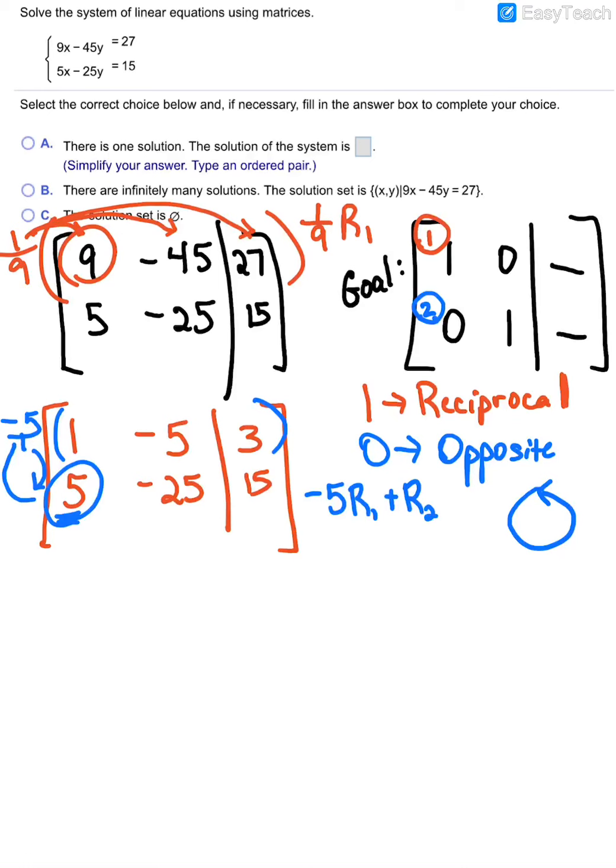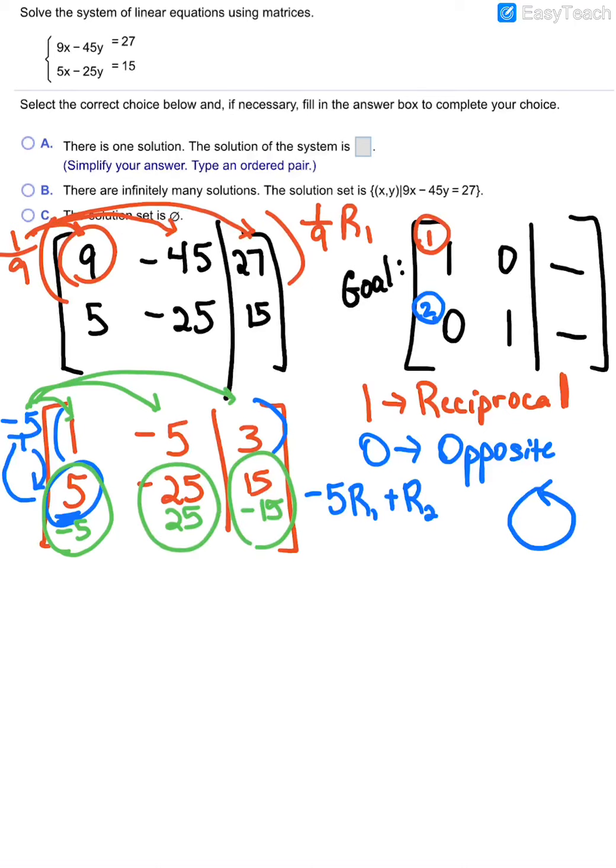Okay, so when I take negative 5 times 1, I get negative 5, and I'll come back and add in a minute. Negative 5 times negative 5 is positive 25, and negative 5 times 3 would be negative 15. So now when I come back and add those up and put my new numbers in my new matrix, 5 plus negative 5 is 0. That's what I wanted. Negative 25 plus 25 is 0. That's not what I wanted. 15 plus negative 15 is also a 0.